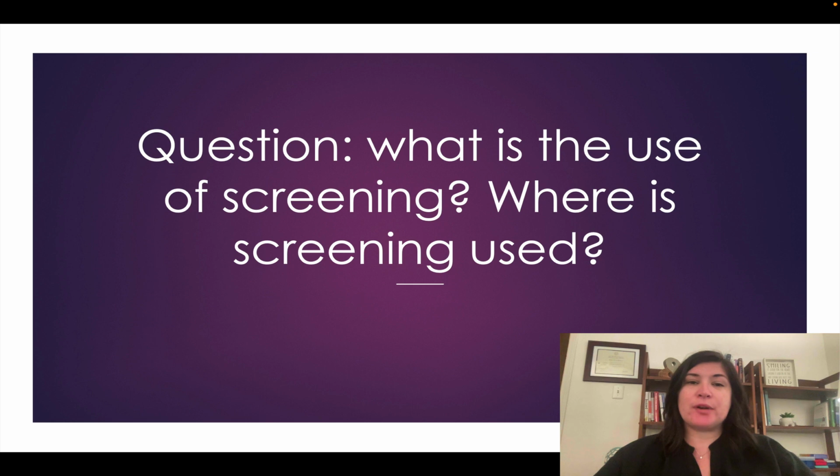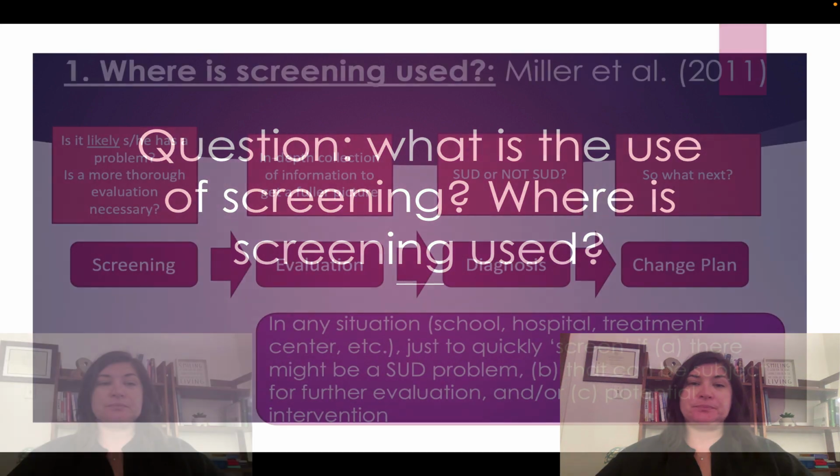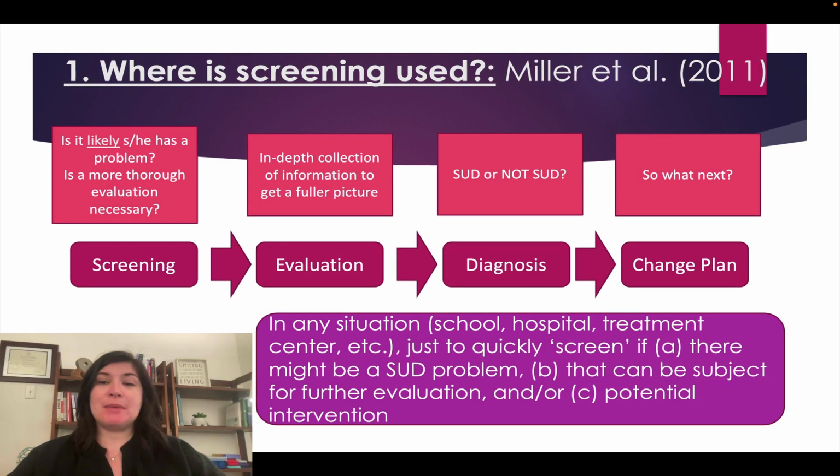So the question we've been trying to answer in this lecture video is, what is the use of a screening tool and where would we use a screening tool? Well, if we go back to Miller et al., a screening tool is usually going to be in the beginning to kind of identify A and C, right? Is there a potential problem, and do we need to have a more thorough evaluation for this potential client?